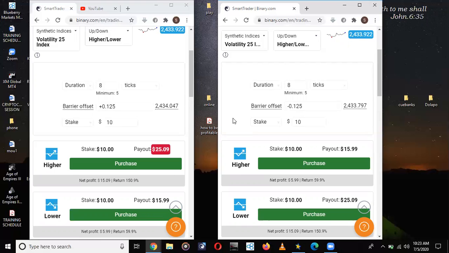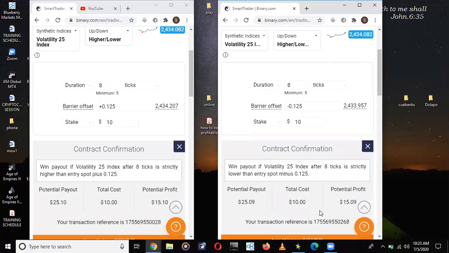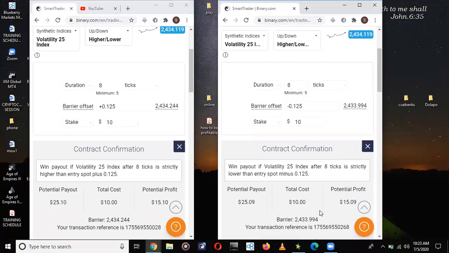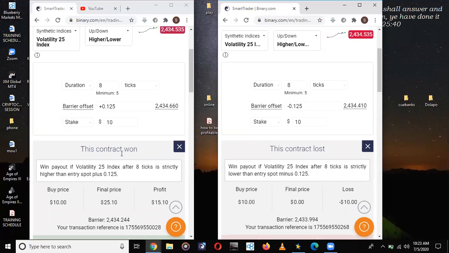So this will be the last trade I'll be taking. Okay. Yeah. So this is it. This is the last trade. Can you see this contract won? This contract lost.